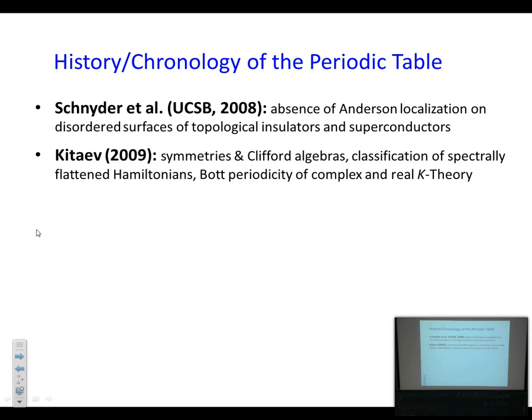which then were put into a systematic picture by Kitaev. He understood the relevance of symmetries or pseudosymmetries in giving you a Clifford algebra, and he understood that Bott periodicity of complex and real K theory was in some way or another behind this.